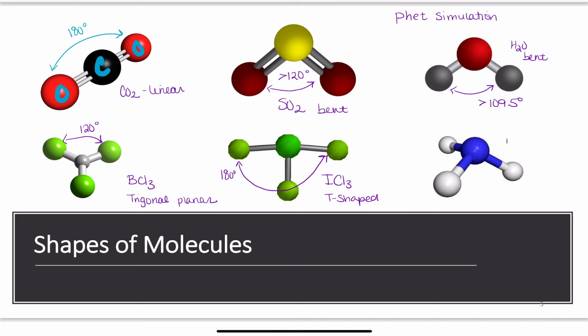And then this is actually ammonia, NH3. This is called trigonal pyramidal. And the bond angles are less than 109.5 degrees. But we've got a triangular shape, and it's forming a pyramid to that triangular shape. Hence the word trigonal pyramidal.